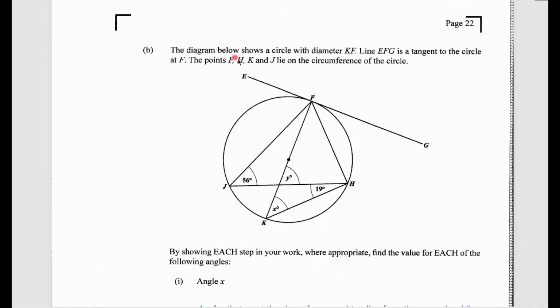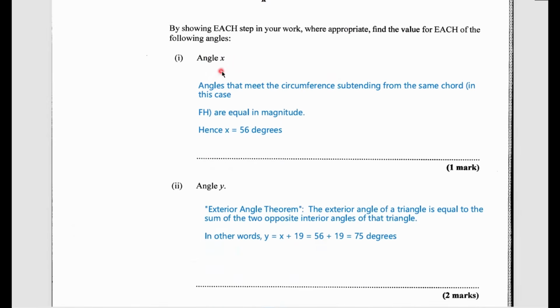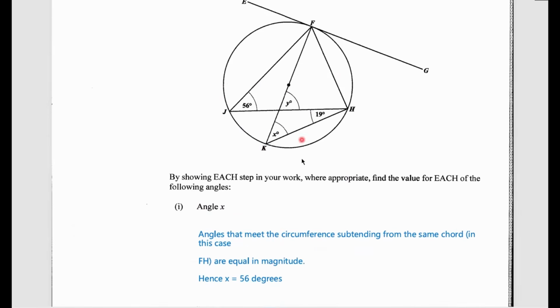Part B. You can see the diagram below shows a circle with diameter KF. EFG is a tangent to the circle at F. Points F, H, K, and J lie on the circumference. So you want to calculate X, long story short, and you have to give a reason.